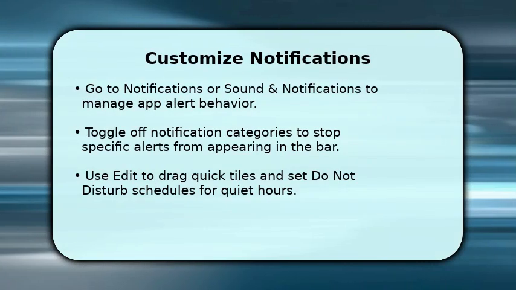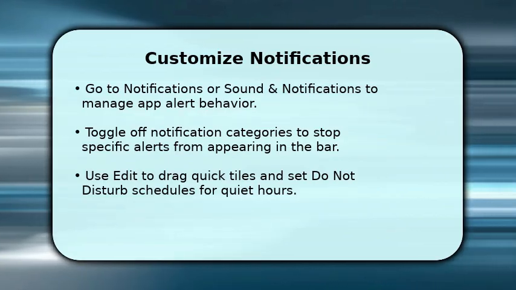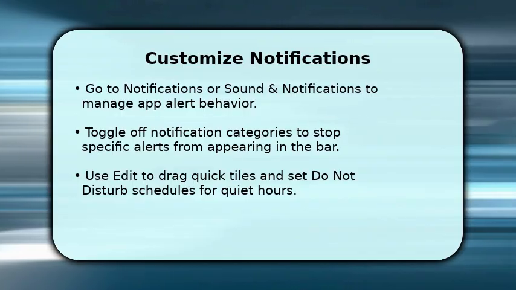After opening settings, navigate to Notifications or Sound and Notifications on most Android phones. Find notification categories to control how each app presents alerts and banners. Toggle off categories you do not want to appear in the notification bar at all.